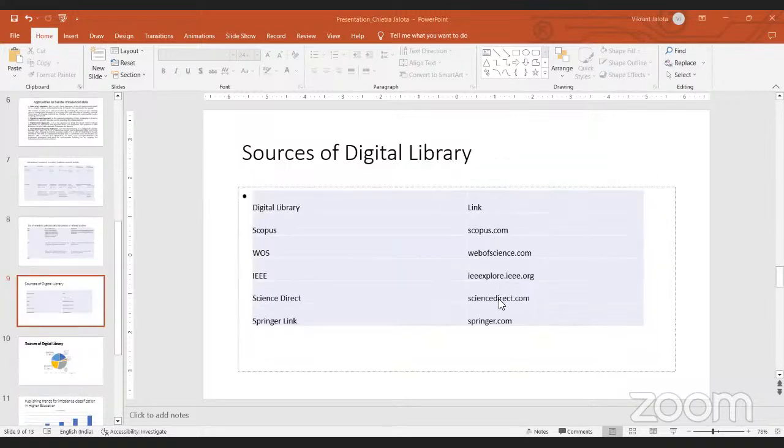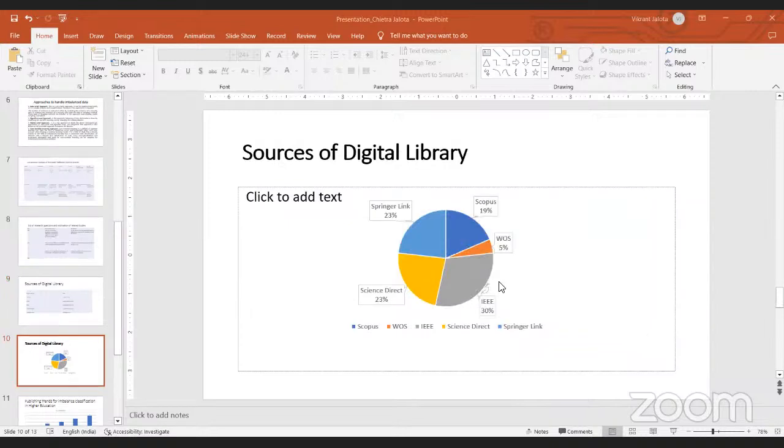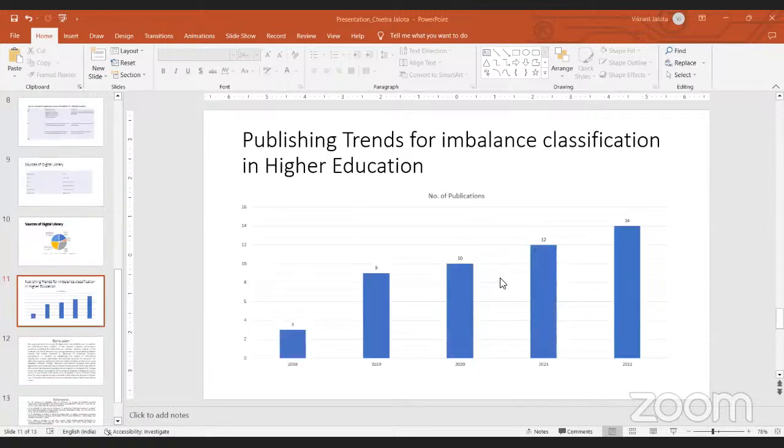I have used digital library sources: Scopus papers, Web of Science papers, IEEE papers, Science Direct, and SpringerLink. I have used a total of 43 research papers, in which the contribution of Scopus papers was 19%, Web of Science was 5%, SpringerLink was 23%, Science Direct was 23%, and IEEE was 30%.